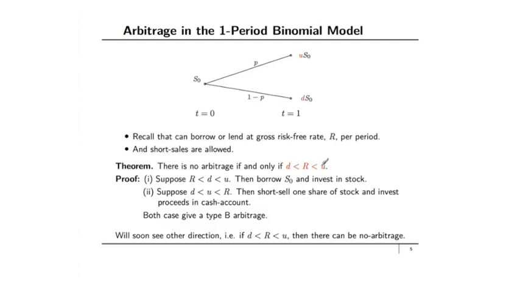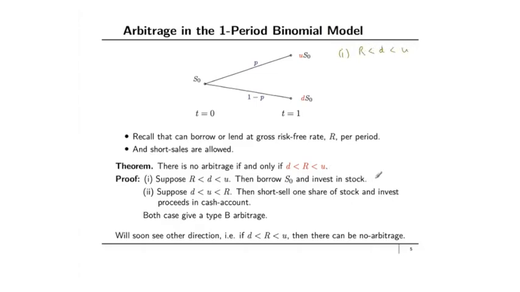Consider the first situation here. Suppose R is less than D is less than U. Then we can construct the following portfolio. Let's borrow S0 and invest it in the stock. This will actually give us a type B arbitrage. How do I know that? Well, let's look at the cash flows. This is under condition 1, where we have R less than D less than U.